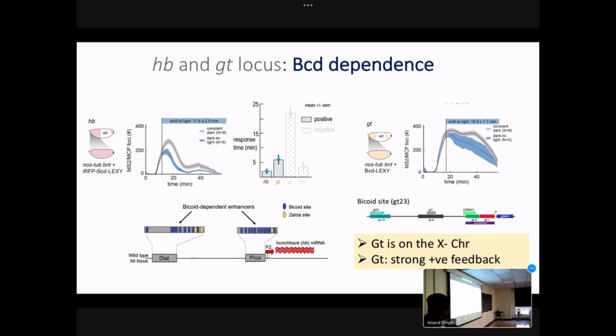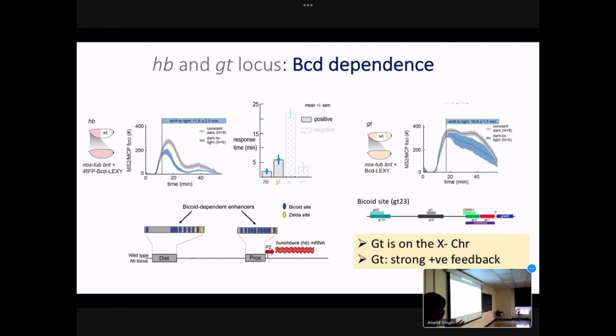So here, what you see is that the response between these blue plots is much cleaner than these two. The reason is that Bicoid is not the only activator, and also giant is on the X chromosome, so you have both male and female contributions, and they work in a dose-dependent manner. So the response is not as sharp as hunchback, but they all roughly respond within a 5 minute window, which is good. So this works as an activator.